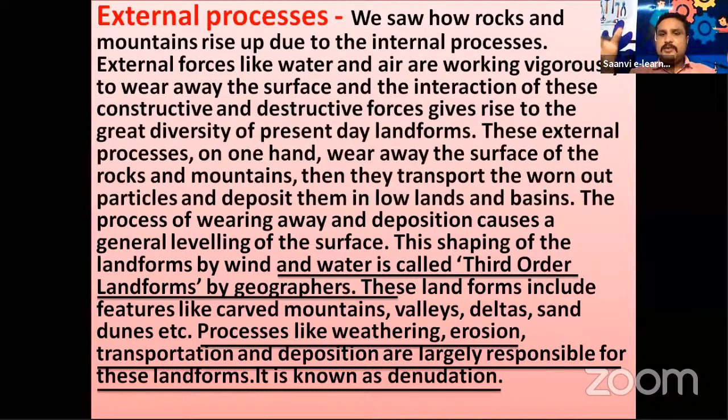Valleys, V-shaped valleys, low-lying land in between two hills. You can see valleys. Sometimes a river flows through that. That particular landform we call a valley. Next is delta. What do you mean by delta?